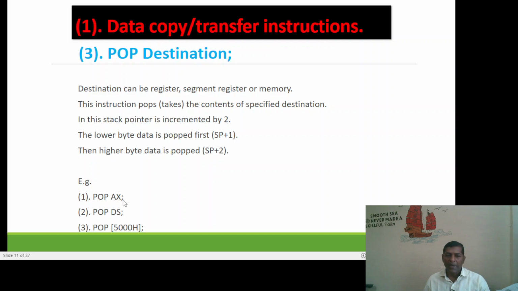Example: POP AX. The contents of the stack will be copied or moved to the register AX. The contents of the stack will be moved to register DX. Sorry, this is the operation POP DS. Again we have POP memory location, 5000H is the memory location. The contents from the stack will be transferred to this particular memory location.